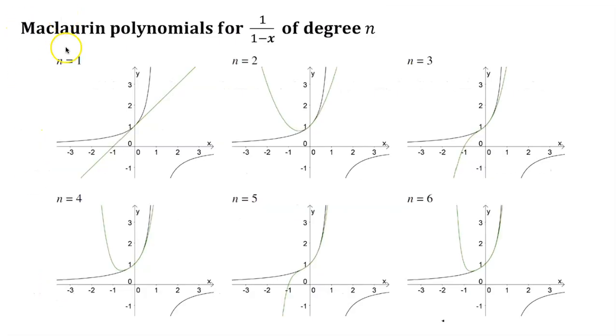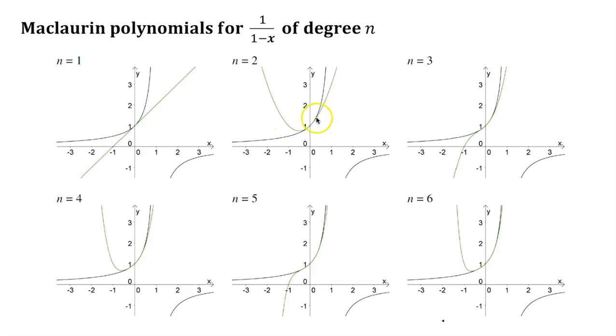Here we'll just briefly look at some Maclaurin polynomials for 1 over 1 minus x of degree n. So 1 over 1 minus x is a reciprocal function here, so it's these pieces, and this line is the degree 1, a linear degree 1 Taylor polynomial or Maclaurin polynomial. Degree 2 is this parabola here.